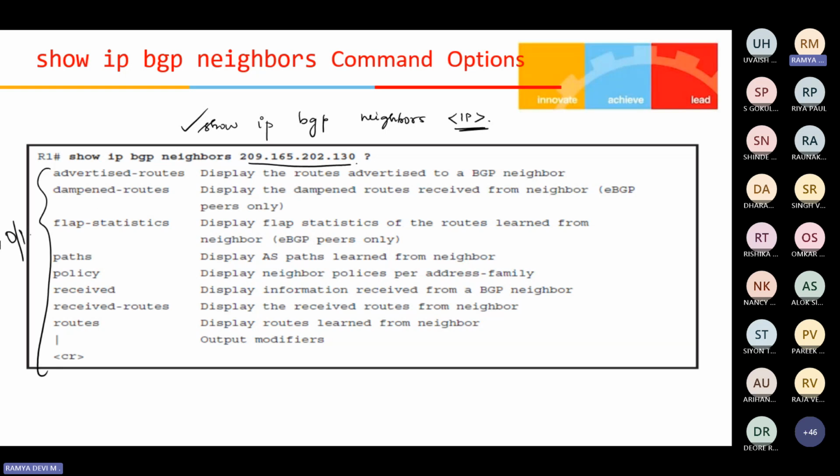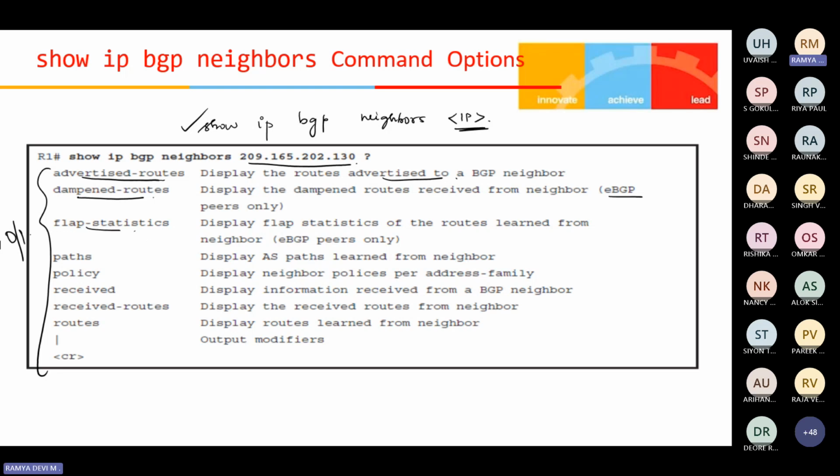The first one is advertised routes. It will show the routes this router has advertised to the neighbor. This is useful for checking the BGP outbound policy. The next one is dampened routes. This displays suppressed routes from the neighbor. This is applicable only for eBGP peers, so that it helps to monitor route flap damping.